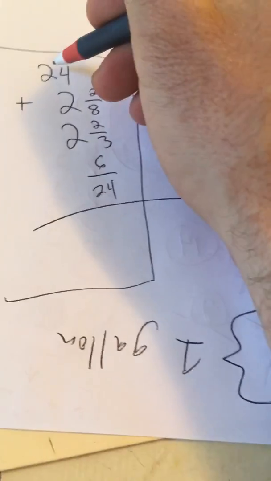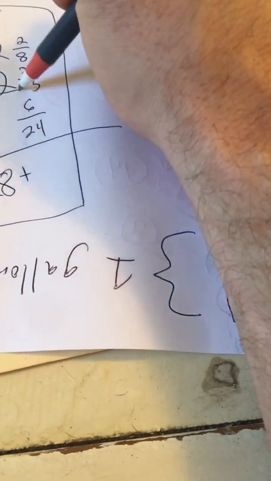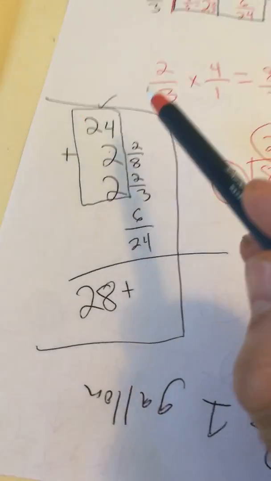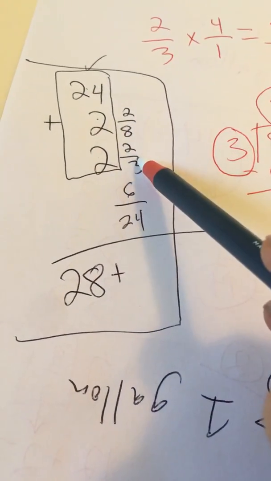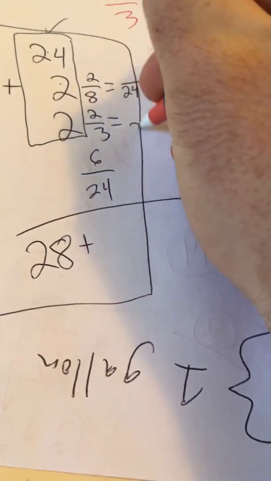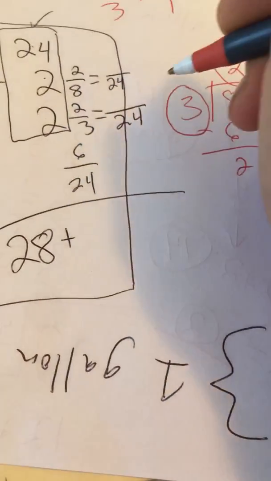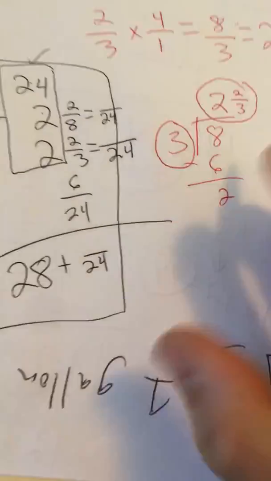So we can start by adding the whole numbers, 24, 25, 26, 27, 28, plus now we got to add the fractions. Now we're just going to add 2/8 plus 2/3 plus 6 24ths. So 8 can go to 24, so we're going to make that into 24ths. 3 can go to 24, so we're going to make 2/3 into 24ths, and then they'll all be 24ths. So our answer will be in 24ths.